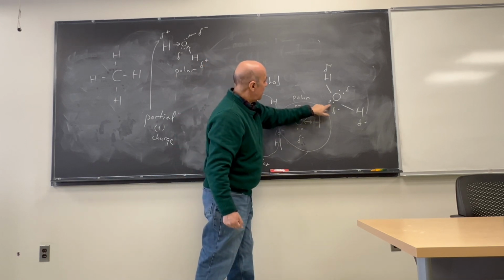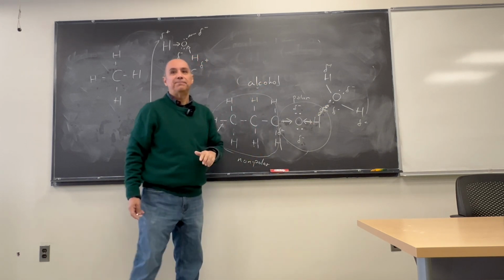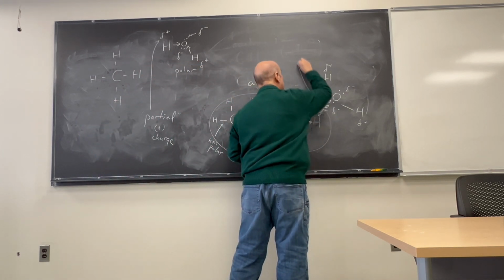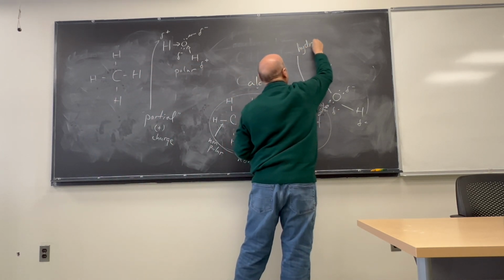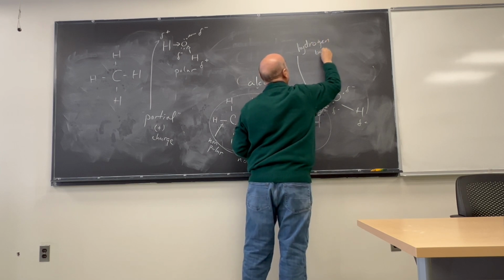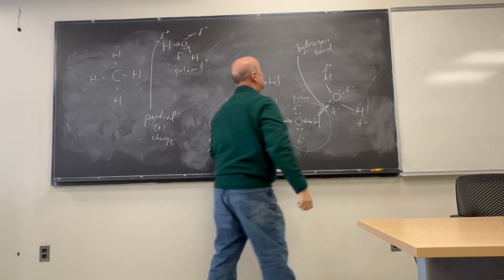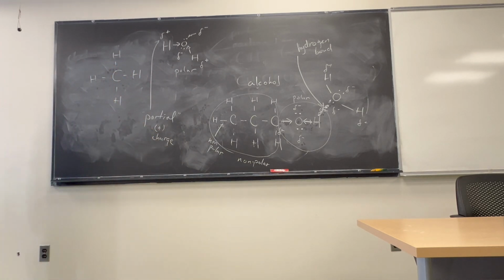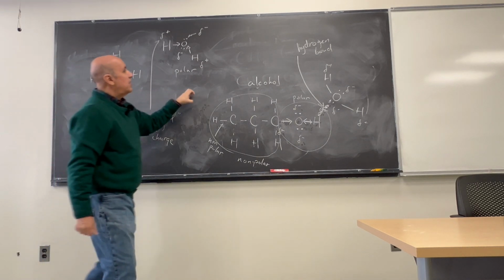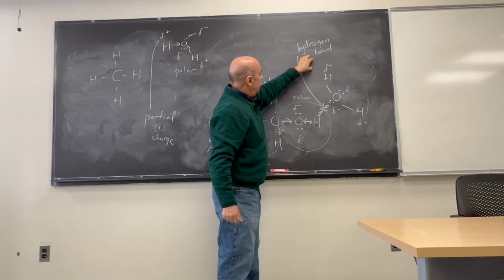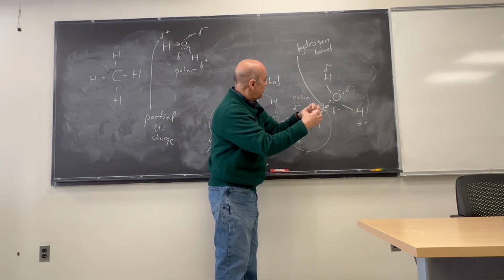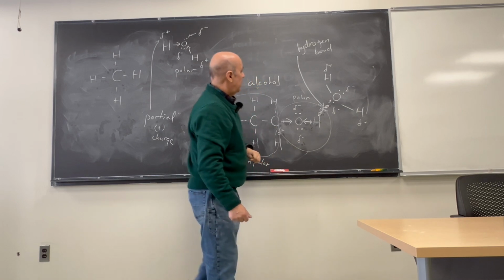So that attraction has a name. I know this is a lot of information for one session, but that name is a hydrogen bond. It's another type of chemical glue, not as strong as the covalent bond. The covalent bond is very, very strong, but it's nevertheless real. There's a positive charge here that feels a negative charge there. They attract each other, and they form this attraction.